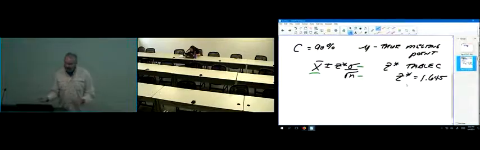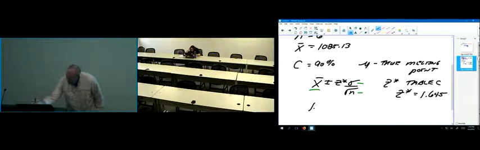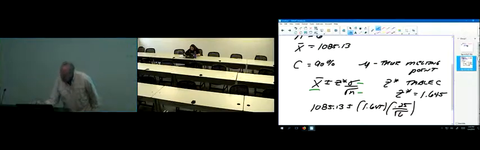So, are we ready to plug in? Yeah, I got X bar. Somebody calculated that for us from the data. My X bar is 1085.13 plus or minus 1.645. Your standard deviation is 0.25 and your sample size is 6.